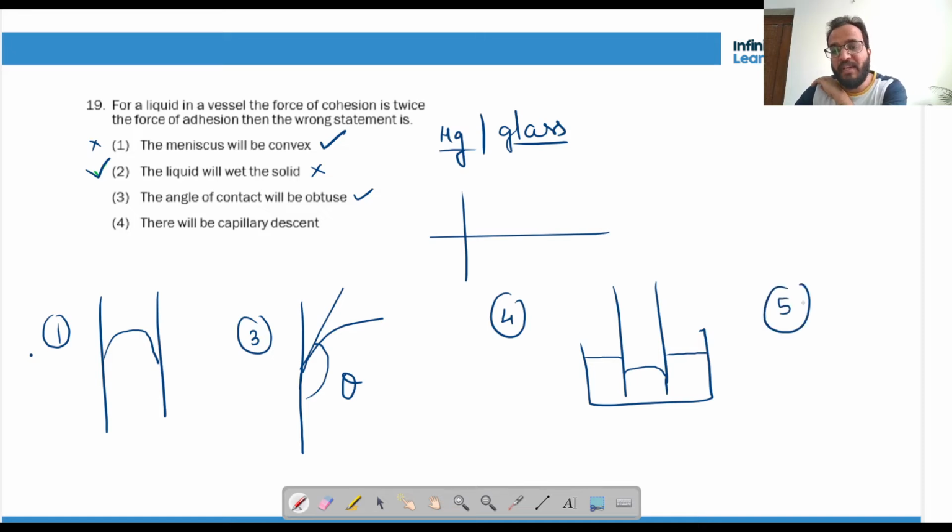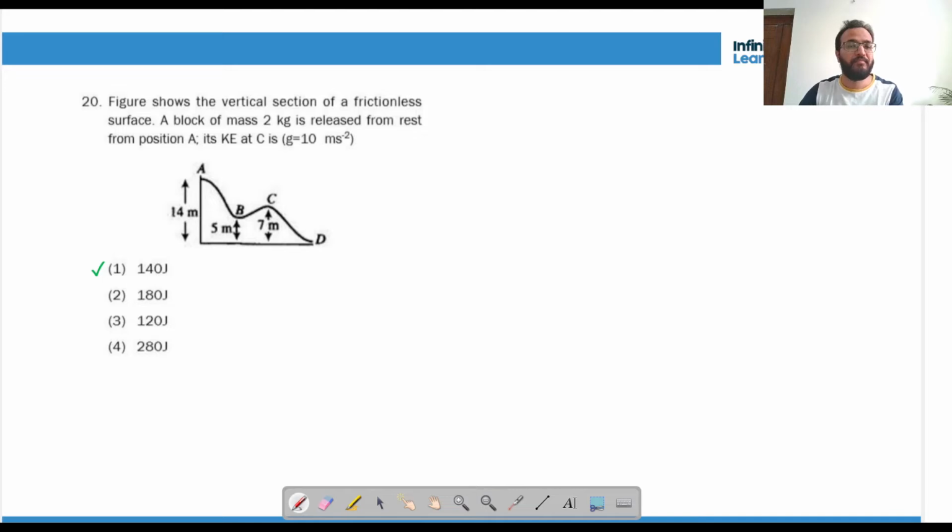And the second point, will it wet the surface? It will not wet the surface, it will form a structure like this. Like this, it will not wet the surface. So the statement that it wets the solid is wrong, and we want the wrong statement, so the second one is the correct option.